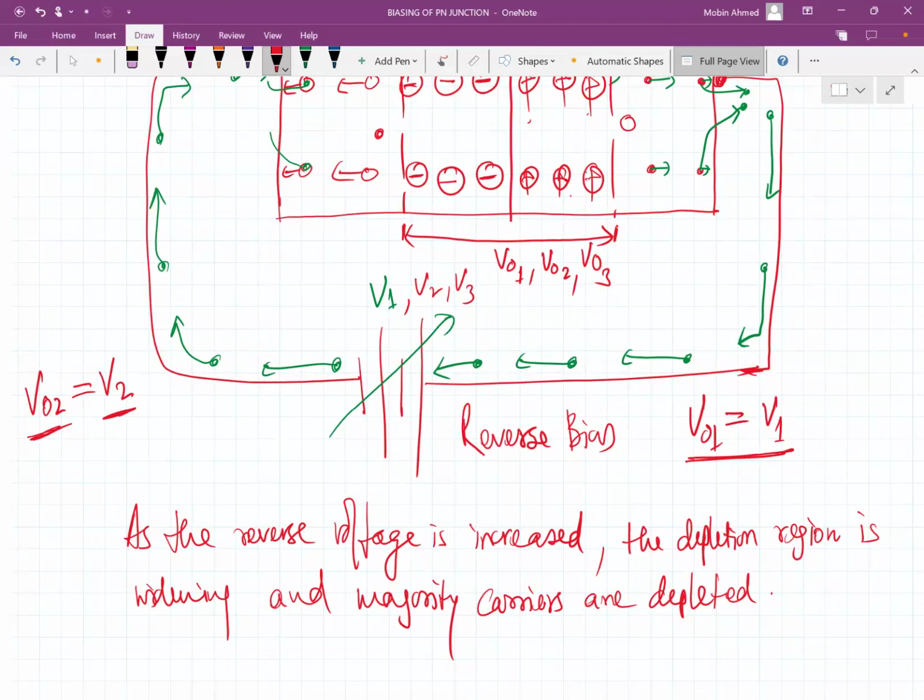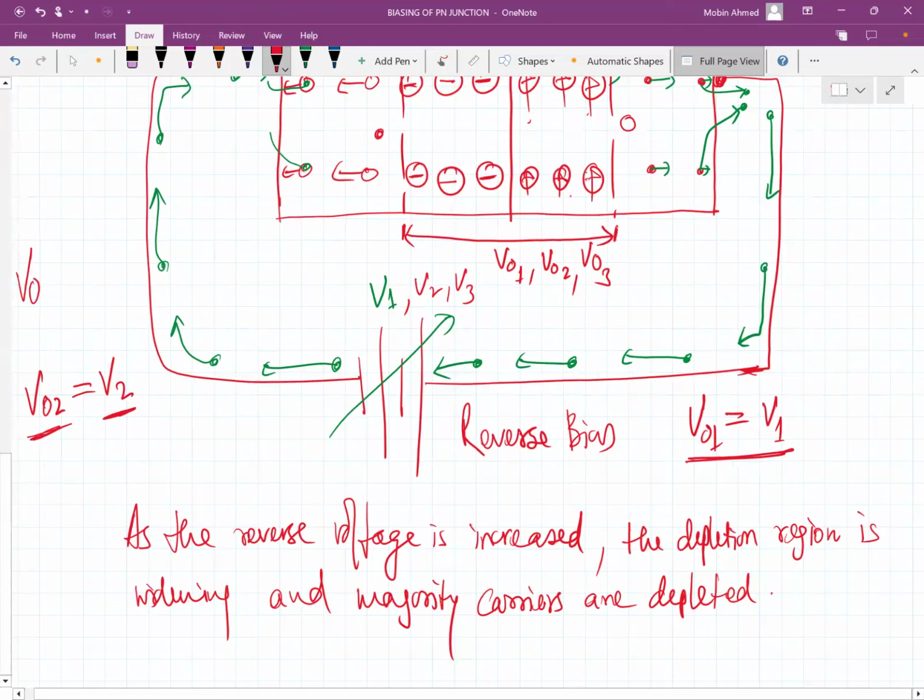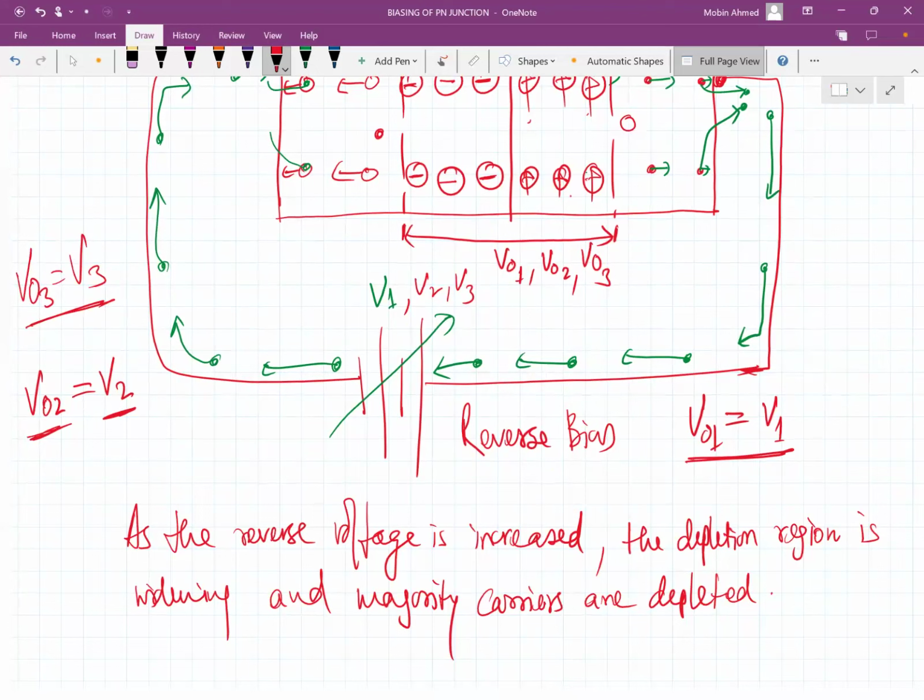But by that time your depletion region has increased. When we have V03 equal to V3, this will happen if we increase the voltage. The depletion region is going to increase, and when the barrier potential becomes equal to this, it is going to stop. Again, electron flow is going to stop.